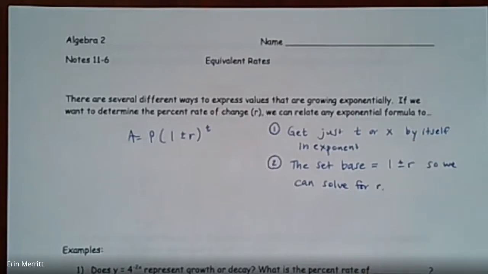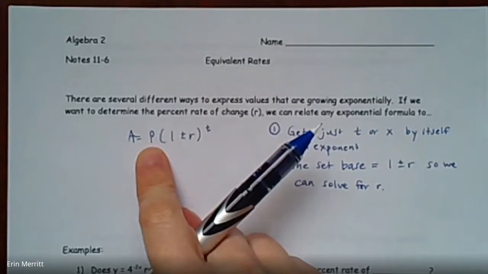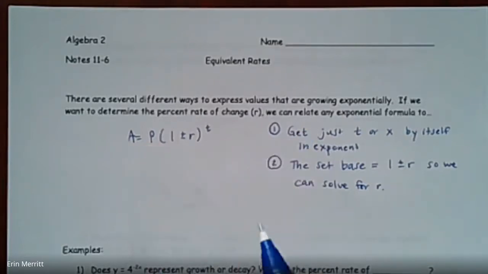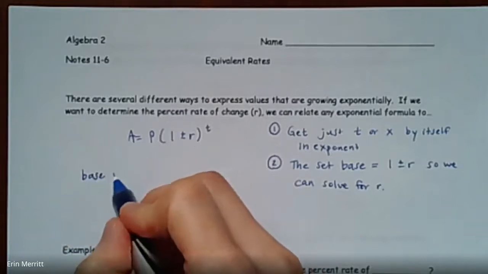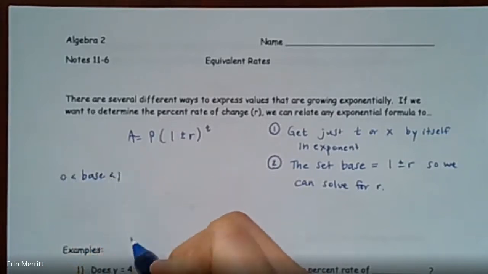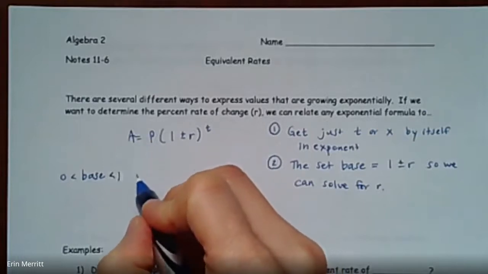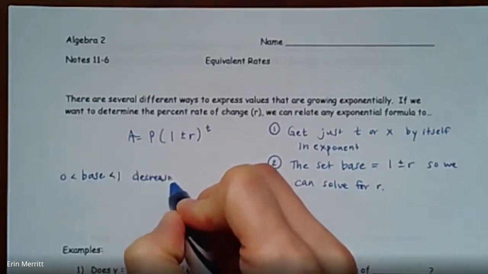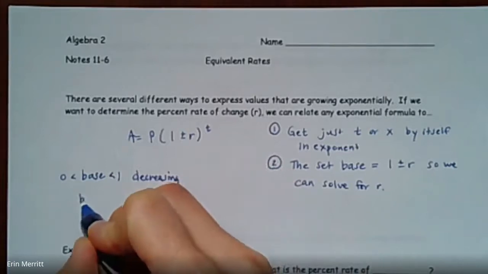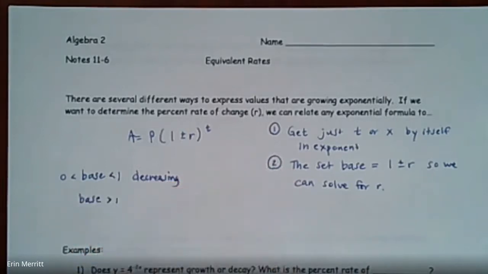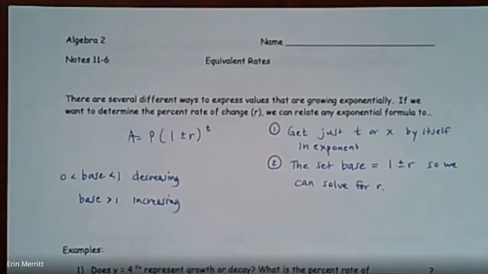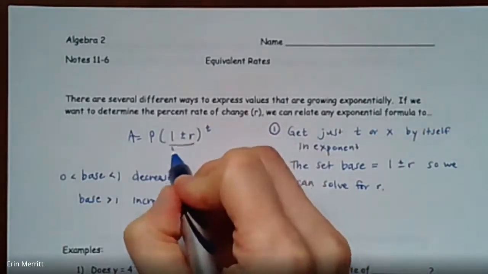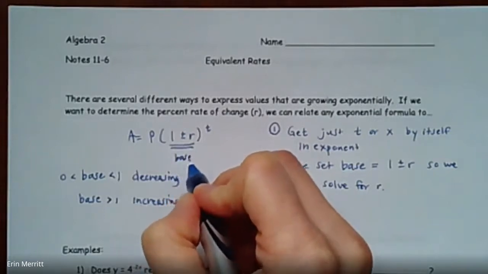Some little details to remember. The P value is just the initial value, and that's not going to do too much here. But what you do want to note is that if the base itself, the 1 plus or minus R, is between 0 and 1, then this is going to be a decreasing function. If the base is greater than 1, then it's increasing. Every time I refer to the base, I mean this part right here.